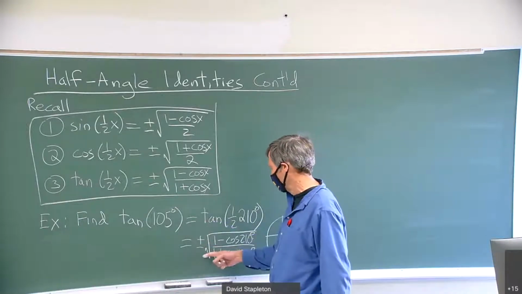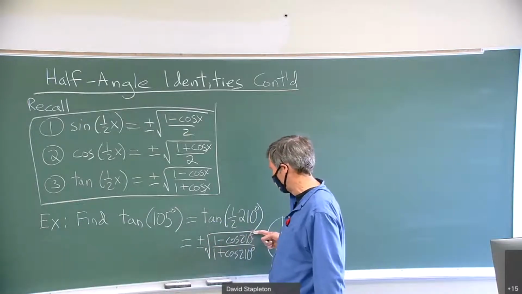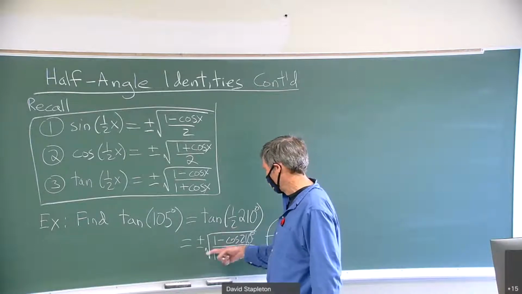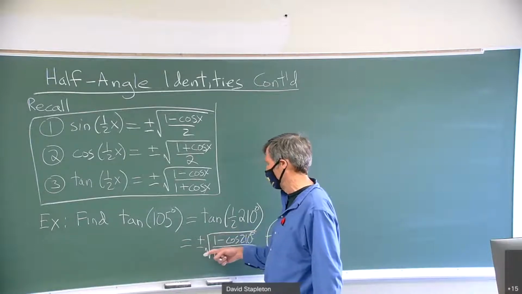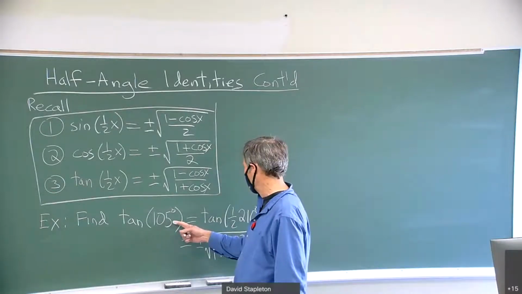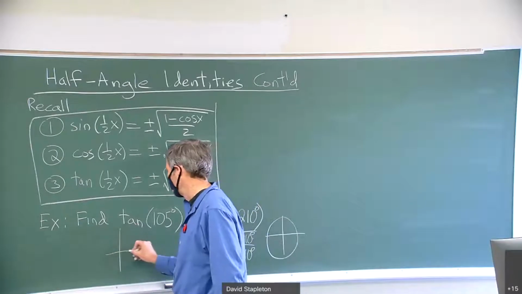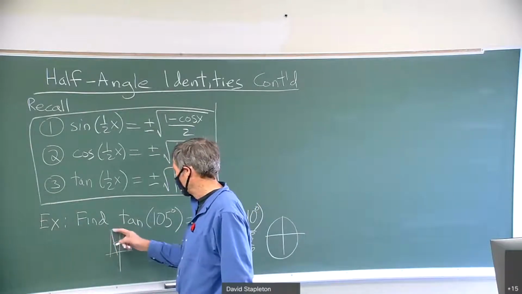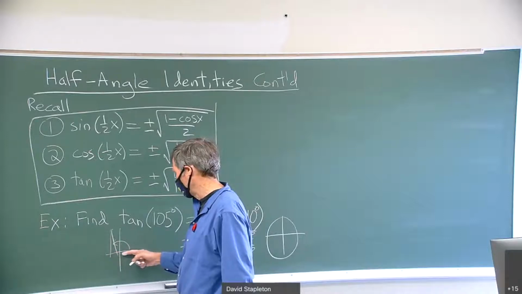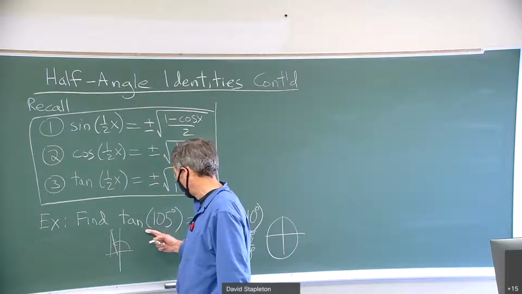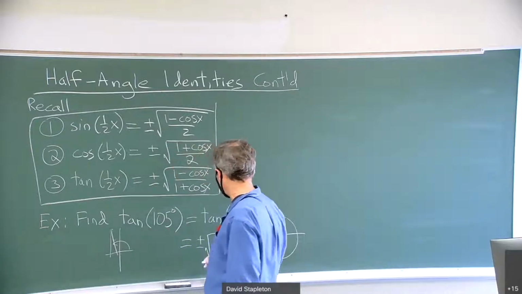You're evaluating the tangent. The radical sign means the non-negative number that has this square, so this will be a positive number. And then do I use plus or minus with it? 105 degrees is in the second quadrant, right? The sine is positive, the y coordinate, the cosine is negative, the x coordinate. So sine over cosine is actually negative. The tangent will be negative in this quadrant.